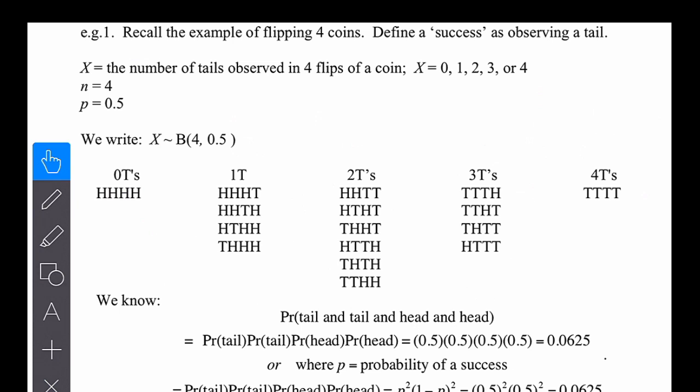So let's take one of these outcomes. Let's look here. This is the outcome that I refer to as the probability of a tail and a tail and a head and a head. That's what we're looking at. So let's go the next step. Let's break that down. What is that? That's the probability of a tail times the probability of a tail times the probability of a head times the probability of a head.